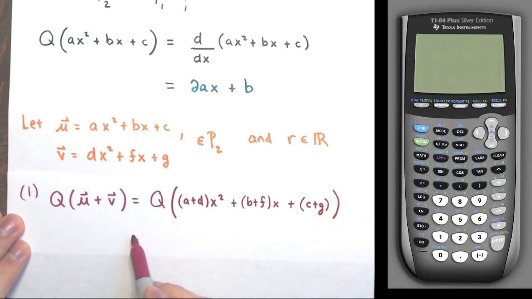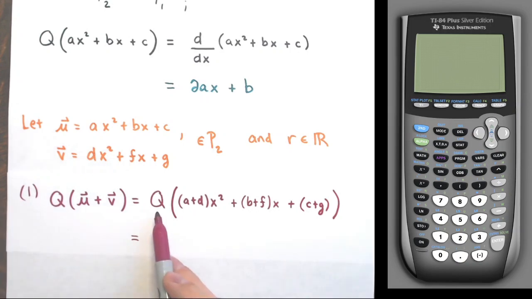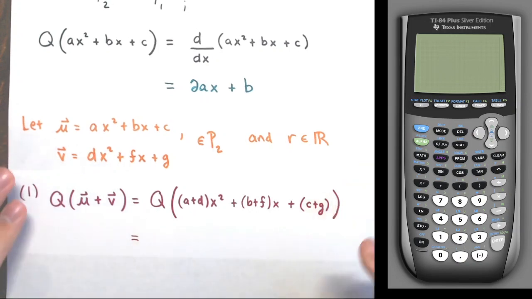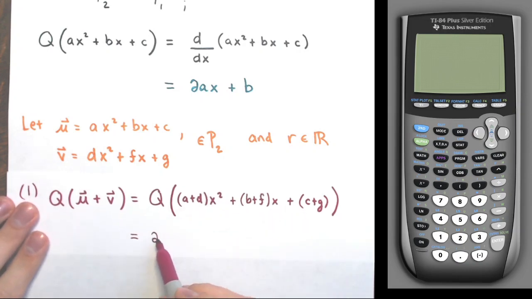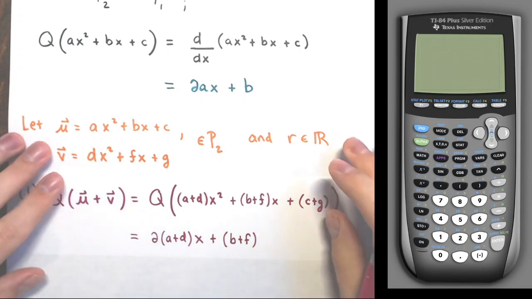All right, and then after adding the polynomials, adding the vectors first, I apply transformation q to this. And again, it's just the derivative of this, the first derivative. So it'd be 2 times the quantity a plus d times x, and then plus b plus f. I don't really need the parentheses here, but I'll put them for this first line.